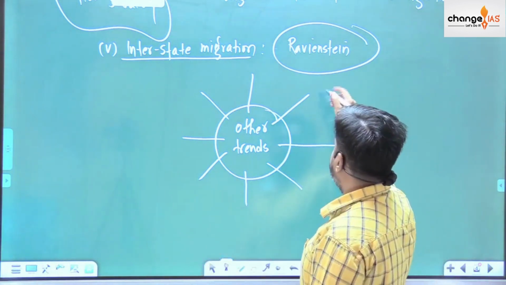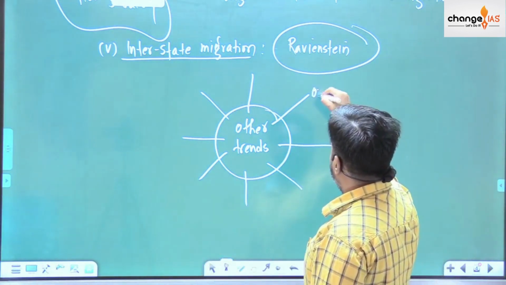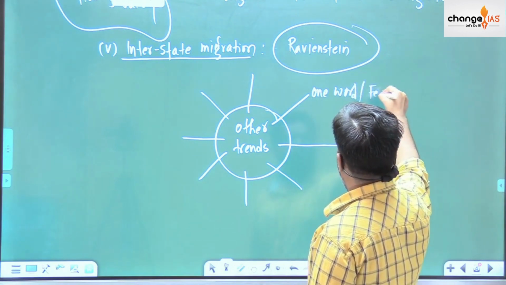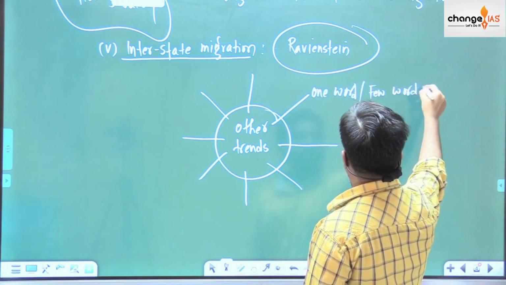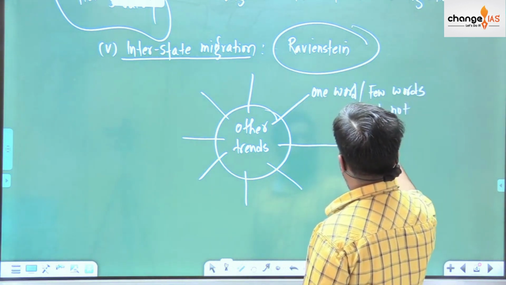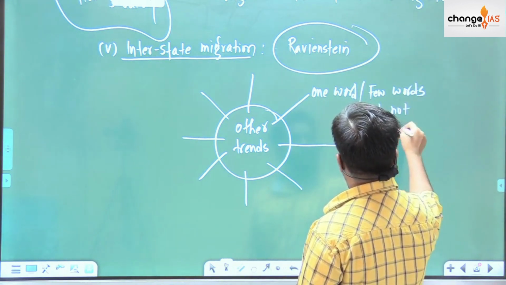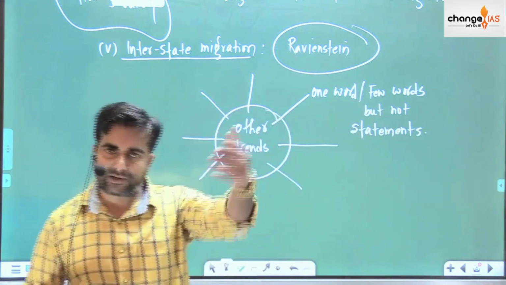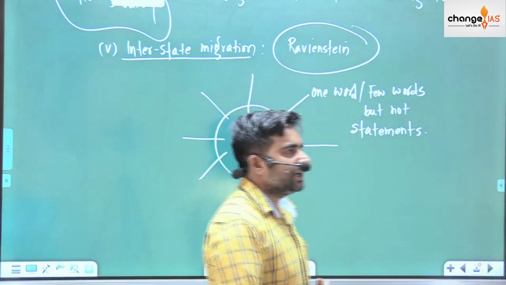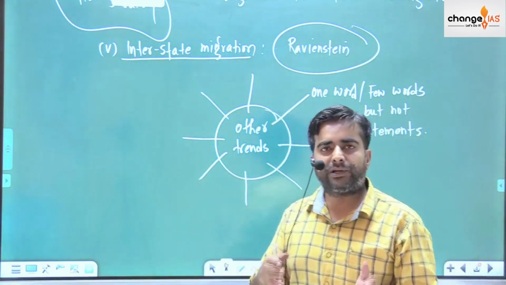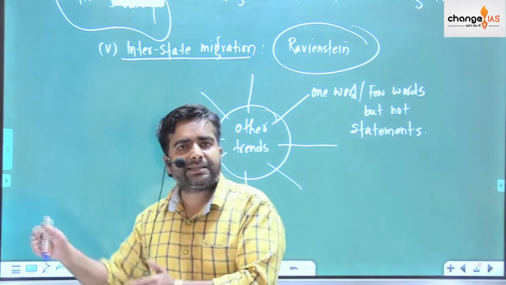So maybe one word, or if it is not sufficient, a few words, but not statements. We don't have time for statements anymore. Already you have discussed the thing. You have talked about some of the major trends. 5 you have already told. Okay, now it is time that you conclude your answer, because they wanted you to discuss the trends of migration in the recent times.